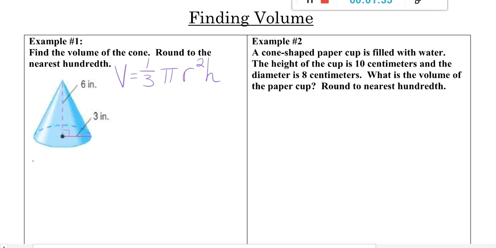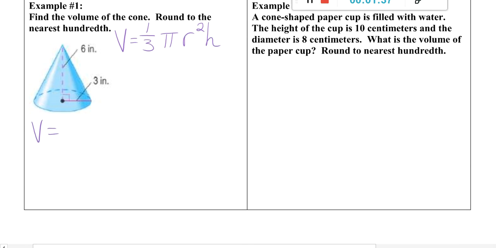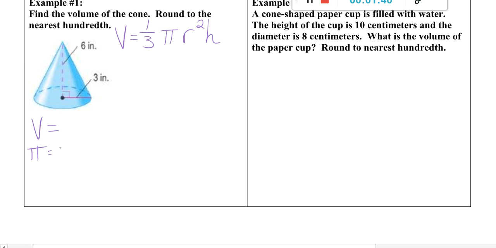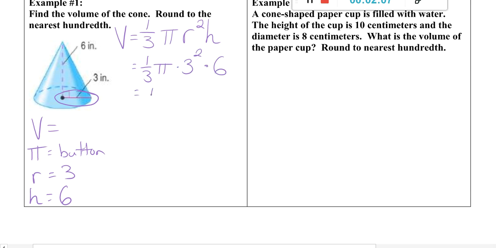So I know that volume is what I'm looking for. I know the pi button we're going to be using to include pi. The r, our radius, I can see in my diagram here that they give me the radius, so that is 3, and the height of my cone is 6 inches. So if I plug this in, 1/3 times pi times 3 squared times 6. Okay, so again, 1/3 times pi times 9 times 6.